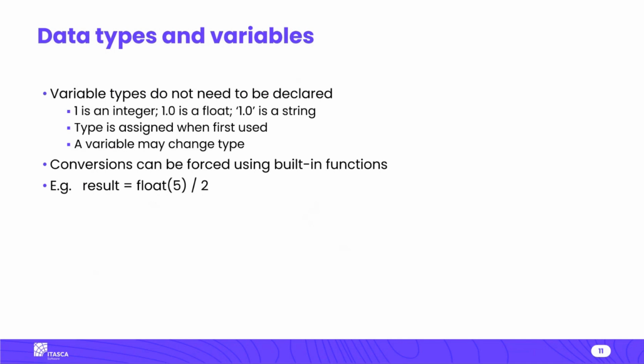Be a little bit careful though, because it's actually possible to change the type of a variable as you go along. So I can say a equals 1 at the beginning of the function, and then later on I can say a equals 3.0, and it turns from an integer into a float.